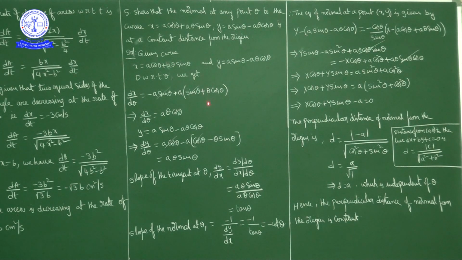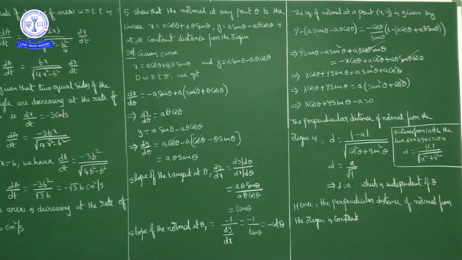So sin theta plus theta into sin theta derivative, cos theta. Now if you multiply a inside here, a sin theta plus a theta cos theta. Minus a sin theta plus a sin theta cancel. So what we have, dx by d theta is equal to a theta cos theta.